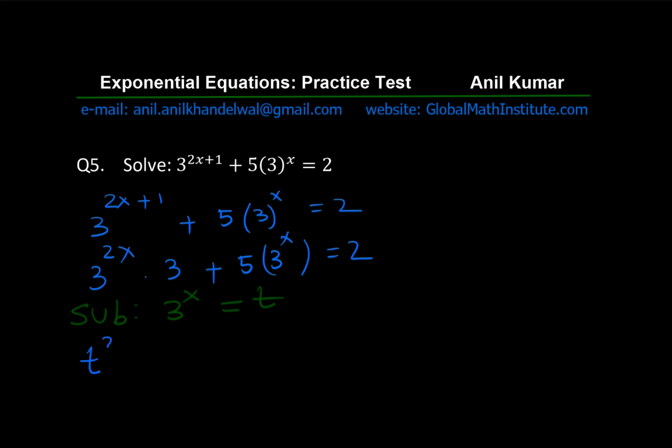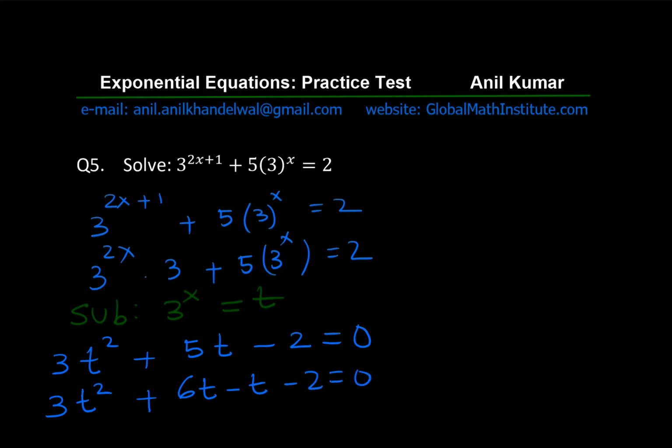So we have t squared times 3 plus 5 times t, bring 2 to this side, equals 0. So now we can use sum and product to solve it. So we have 3t squared. 3 times 2 is 6. To get 6, we'll write here minus 6, that is. We'll write here 6t minus t, right? Minus 2 equals 0. And we can actually take it to the right side and complete our solution.